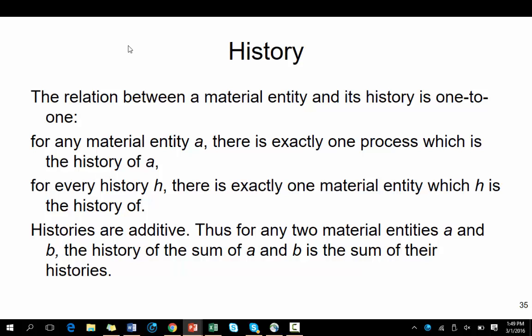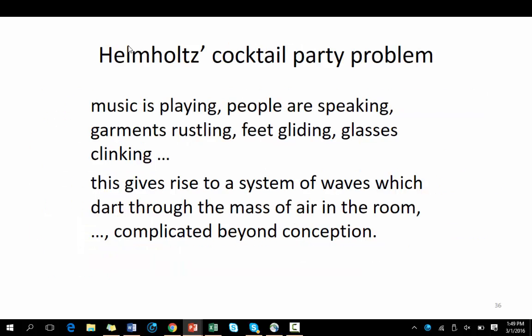Histories are additive, so for any two material entities A and B, there is the history of the sum of those material entities. So there is the history of the Beatles, which is the history of John summed with the history of the other Beatles, whose names I forget.